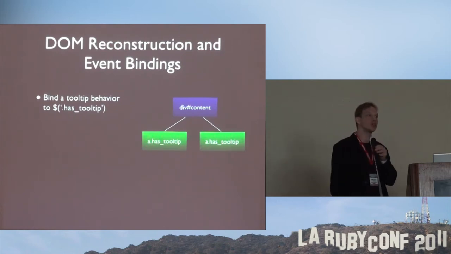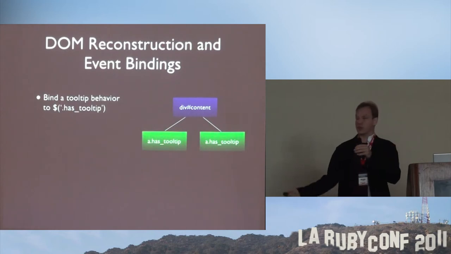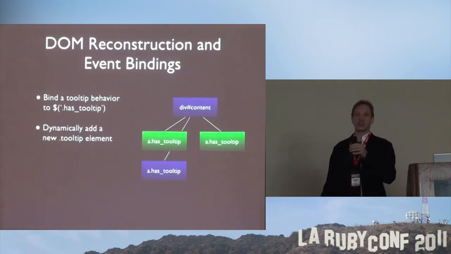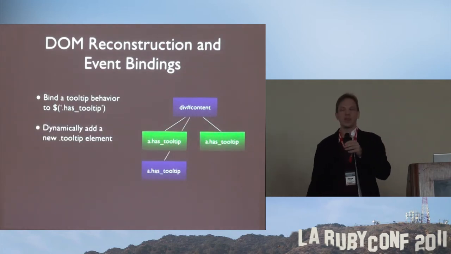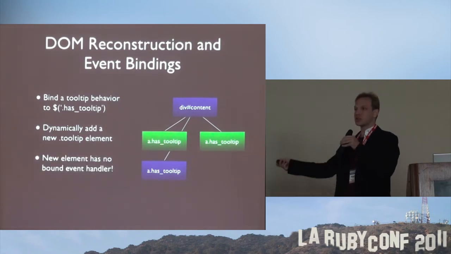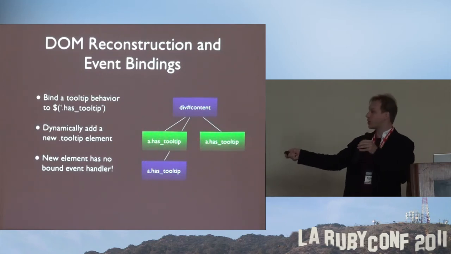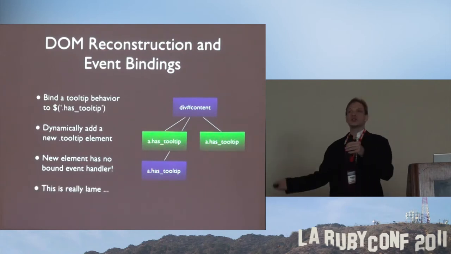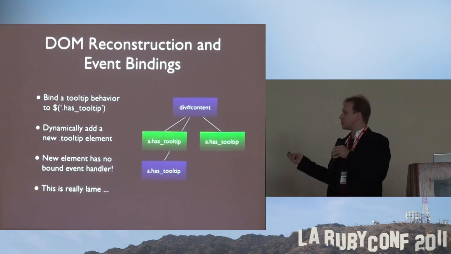But if another widget comes along later, say an Ajax behavior, and adds another has-tooltip link, then that is not going to get our bound event handler. So all of a sudden we've got inconsistent behavior in our app, and it's because of the time at which we ran the JavaScript that bound these behaviors. We're all so used to this that we don't realize how annoying that is. But the goal of NinjaScript is to solve this for you.